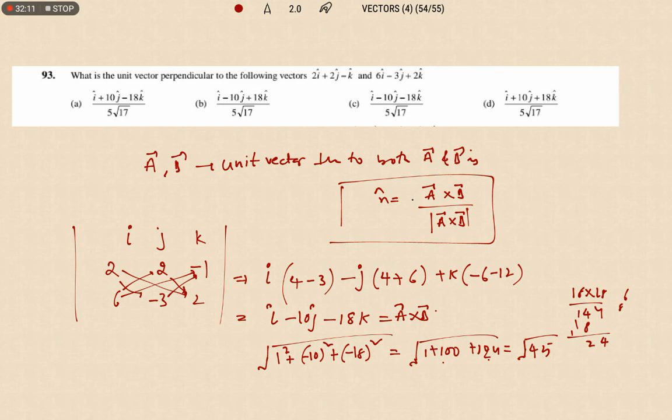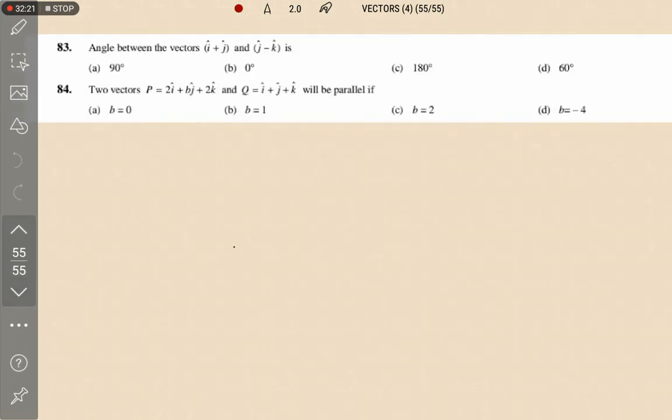So what is the vector? We got i minus 10j minus 18k, divided by 5 root 17. This is our unit vector perpendicular to both a bar and b bar. Now let us see the last one.